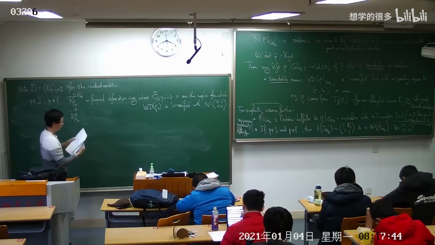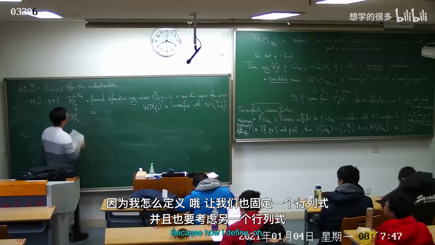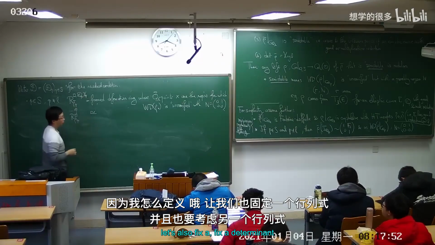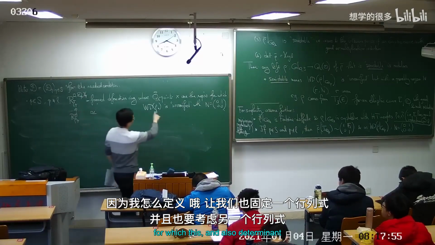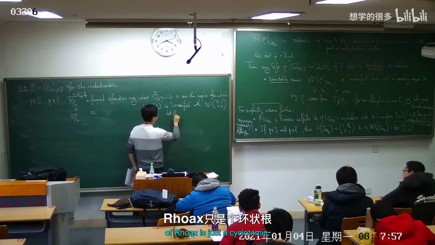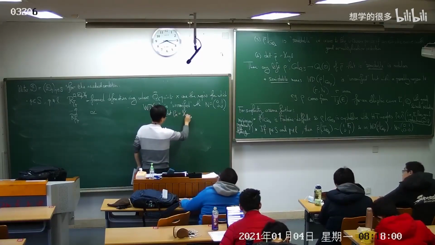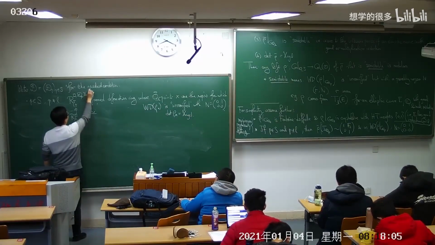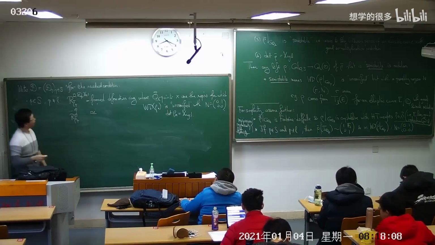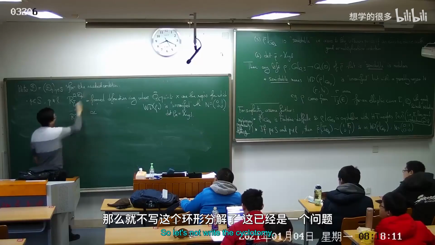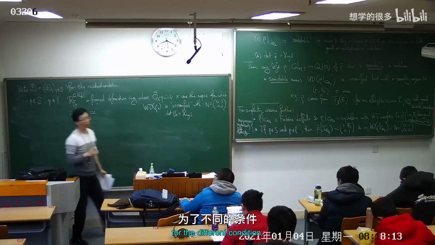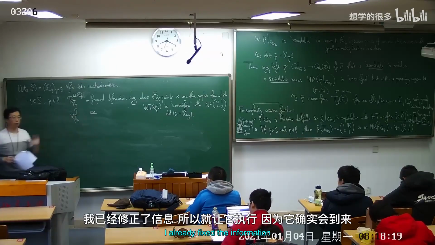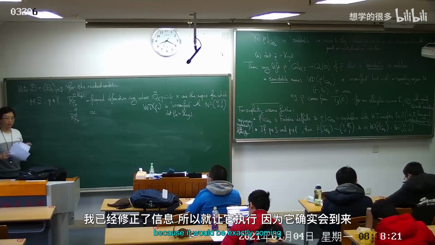Because of how I define it, maybe let's also fix a determinant, and the determinant of rho x is just a cyclotomic character. So this is already contained in what the deformation condition is. When I write this, I mean I already fixed the deformation so that it deforms to something with determinant being the cyclotomic character.